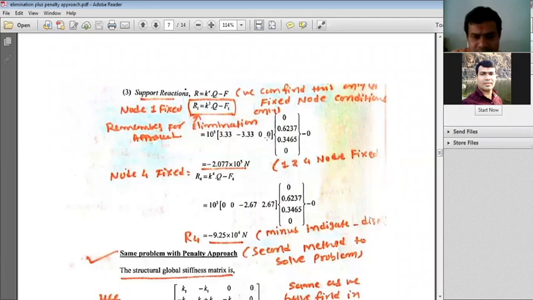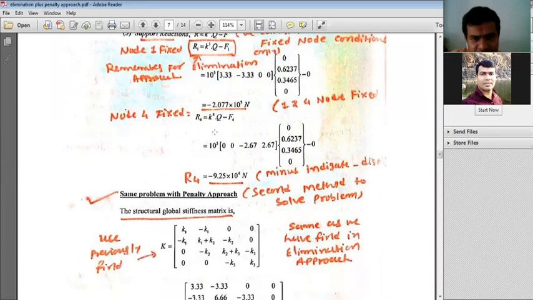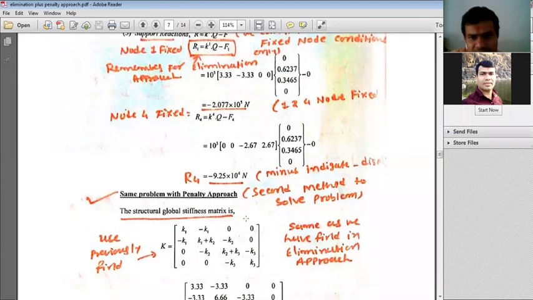Whatever row, column, multiplication plus is by simple math rules. Similarly, find out R4 using K4 into Q minus F. All values you have to take from the global stiffness matrix. Right? Global stiffness matrix, global nodal displacement vector, global force vector. So this value you get, the negative sign gives you a negative displacement due to force effect.